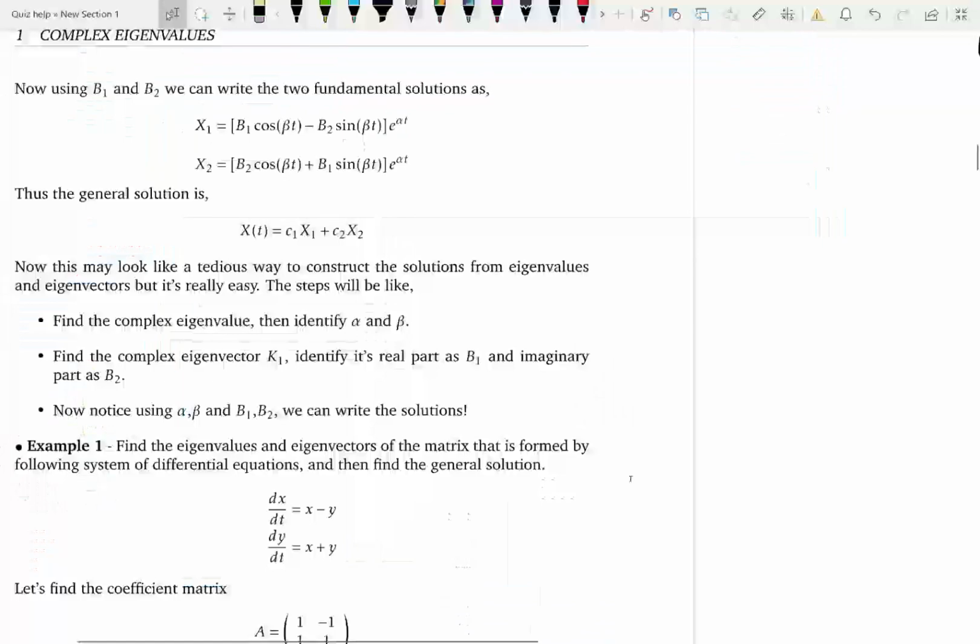Alright, so we discussed how to find eigenvectors when you have complex eigenvalues, but we really didn't discuss, when we have a system of differential equations and complex eigenvalues, how do we write down the general solution, right? So now we are only dealing with 2 by 2 systems. That means how many solutions can you expect in the fundamental set of solutions? 2, right? x1 and x2.